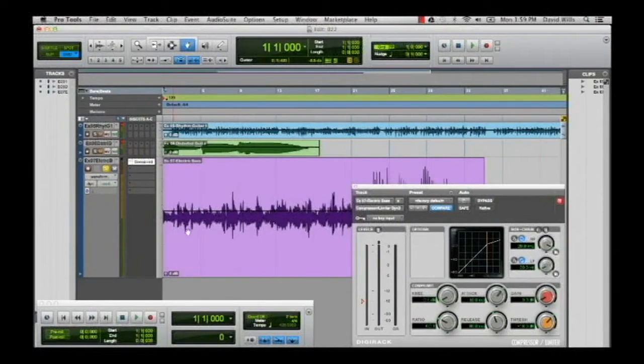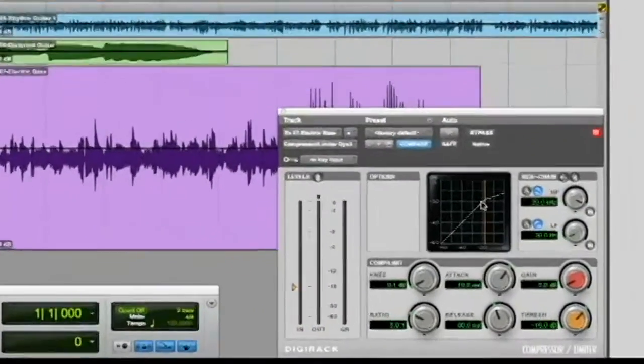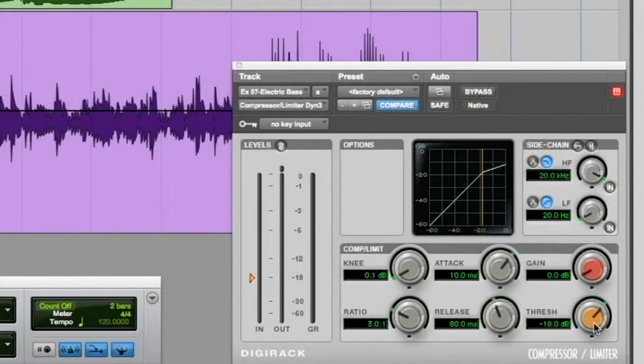And so here's how we can experiment with this. Let's go to the very beginning here and let's see what kind of threshold we can set so that we don't get any gain reduction. And I think it was around minus 18. So right at the beginning of the song, we're not getting any gain reduction at all. That's because this is a hard threshold.